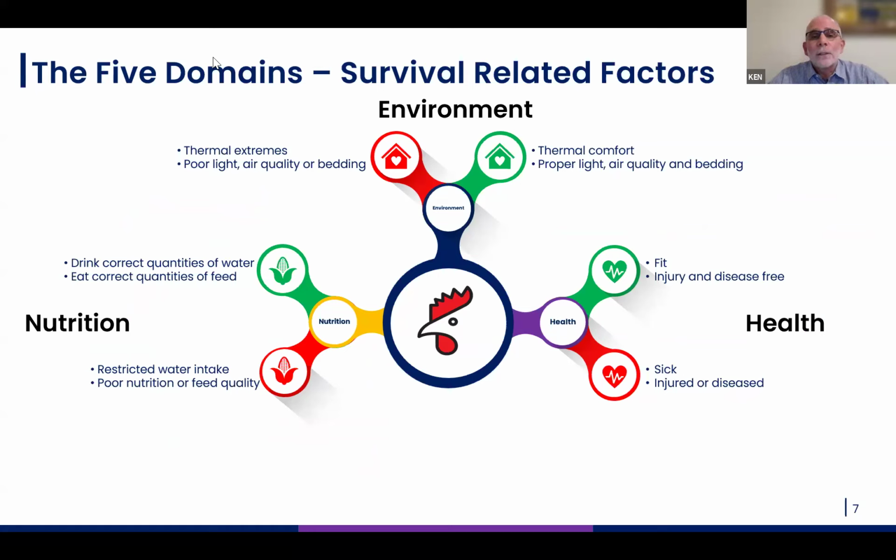And so in the next few minutes, I want to explain to you a very basic understanding of the 5 domains. And the key thing that I want you to remember is that it's very practical, it's pretty easy to understand, and it's actionable. Okay, so those are important aspects of the 5 domains. So within the 5 domains, we have 3 survival-related domains: the nutrition, environment, and health. And within these 3 survival-related domains, we can either have positive or negative welfare outcomes.